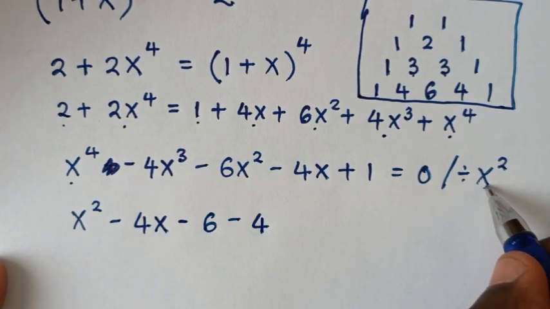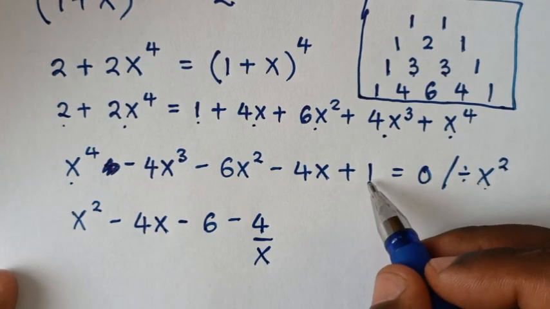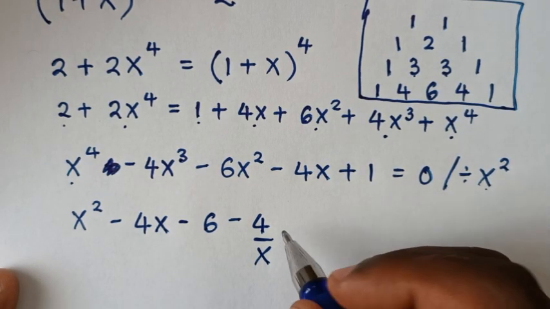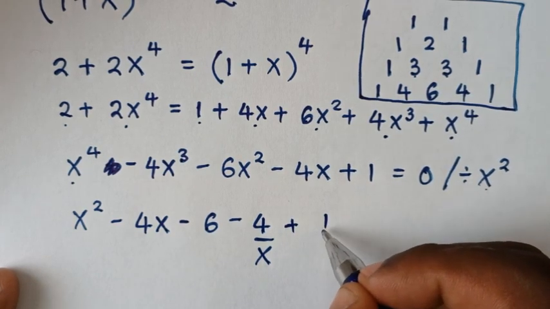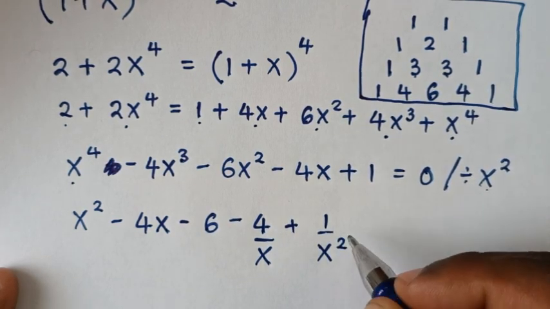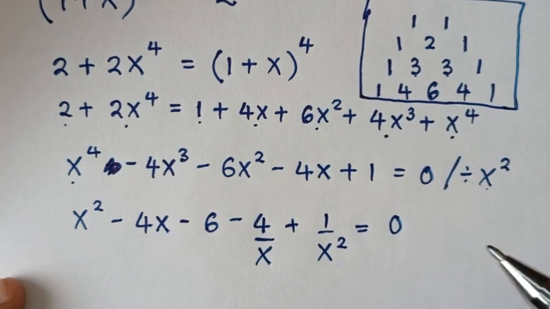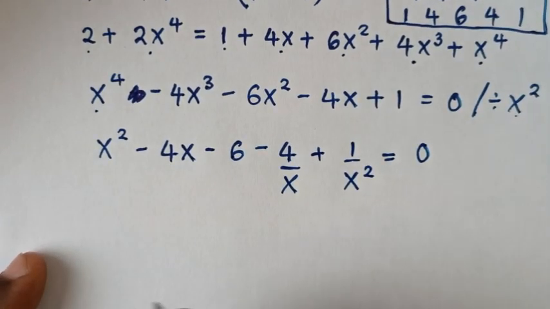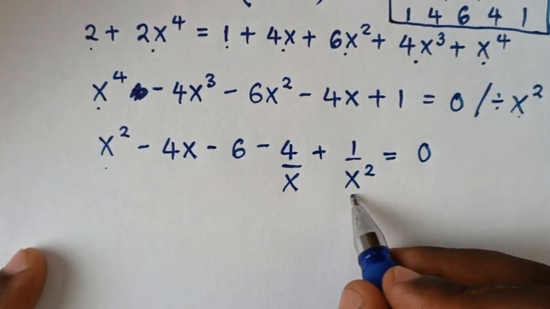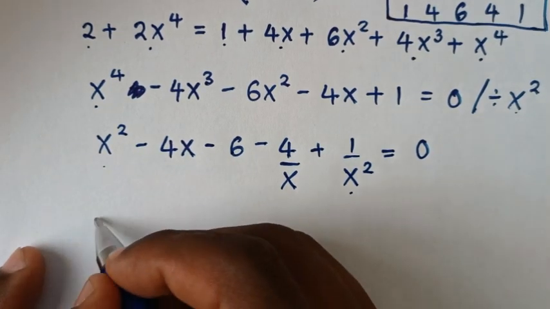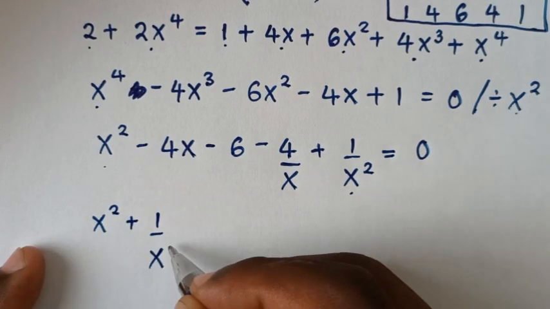Then plus 1 divided by x^2, so here it will be plus 1 over x^2 is equal to 0 divided by x^2, it is 0. Then in the next step, from here, we'll place together this x^2 with 1 over x^2. So it will be x^2 plus 1 over x^2.